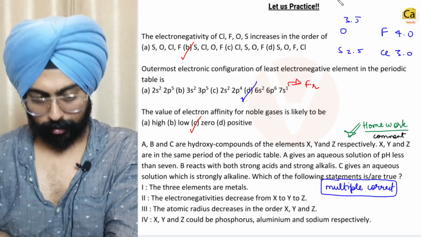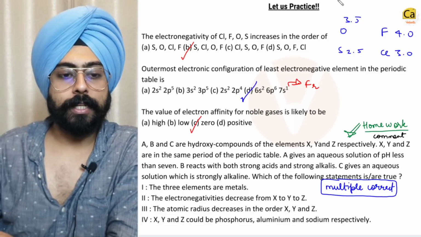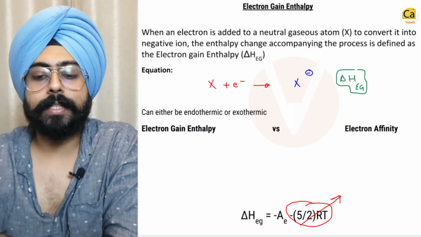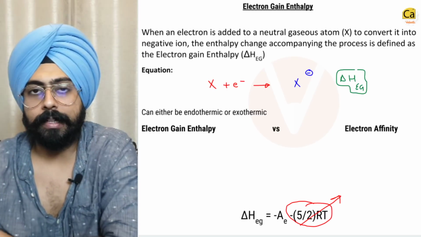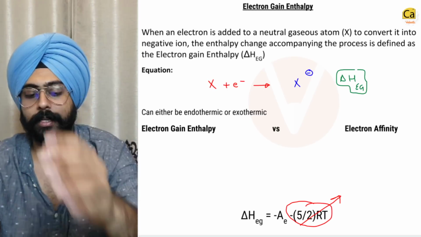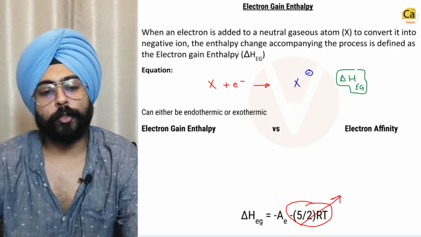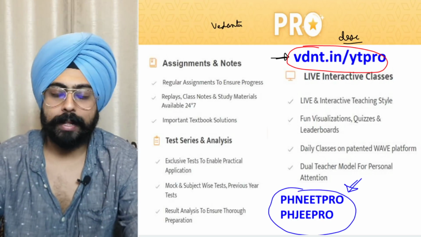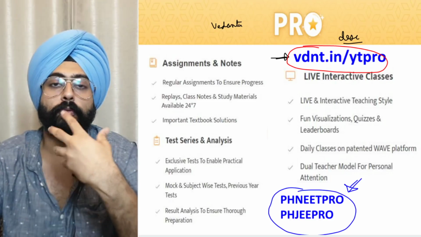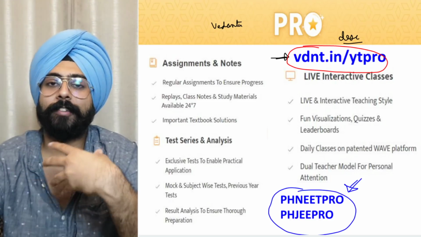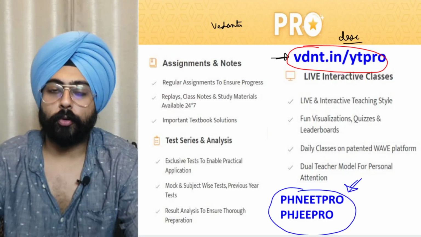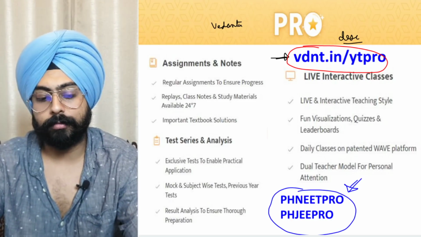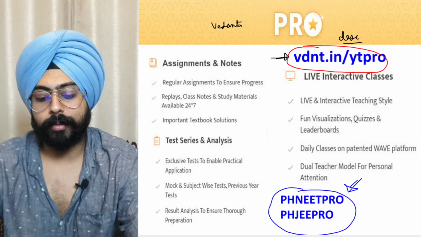Cool. So people, quickly summarizing what we've done today, we have understood what is electron gain enthalpy versus electron affinity. We have understood it in the previous class anyway. ठीक है. उसके बाद after some time I told you about the pro course as well.